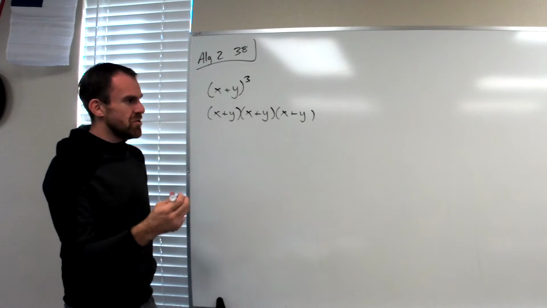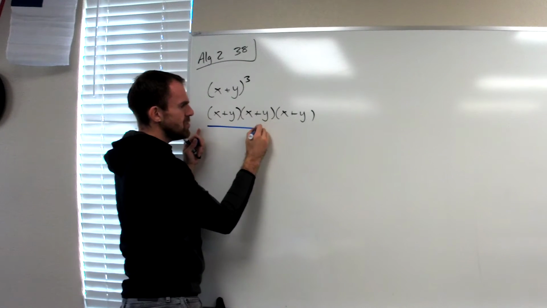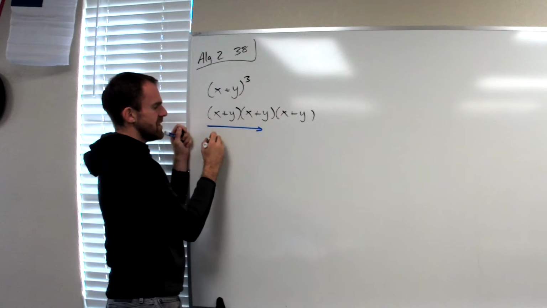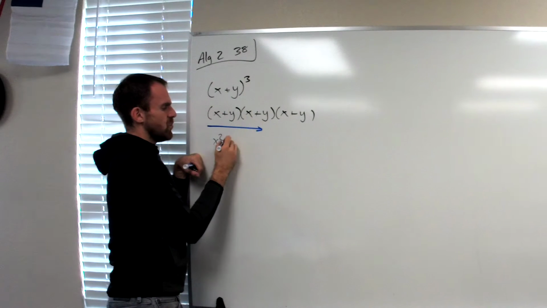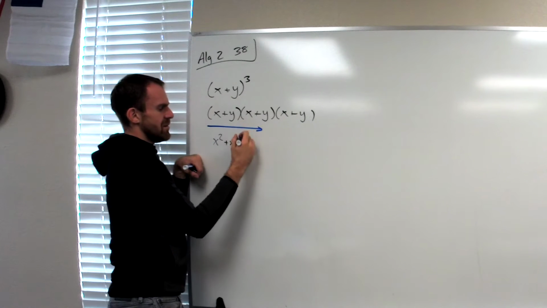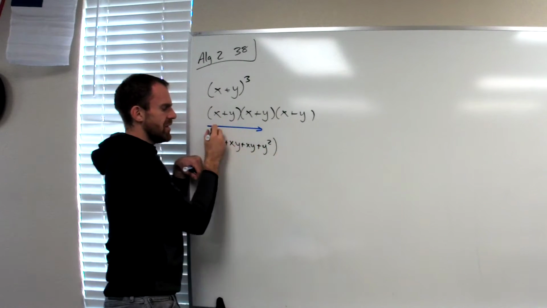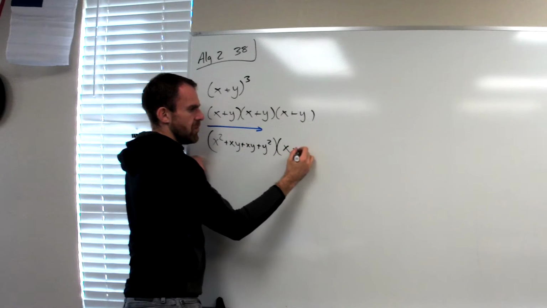With multiplication, you remember that you always go from left to right. So we're going to multiply these two together first. X times x is x squared. X times y is xy. X times y is still xy. Y times y is y squared. And then we're left with this other term.